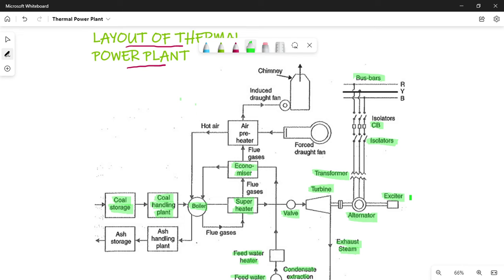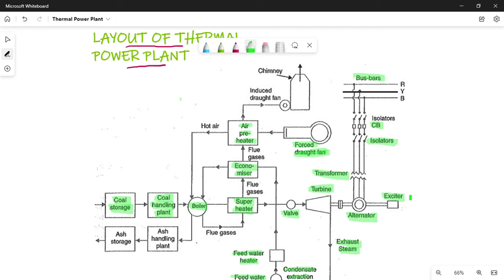To make the boiler work, we need to force air inside the boiler for the combustion process. For that, the forced draft fan is used. The forced draft fan forces the atmospheric air inside the boiler. While forcing the air inside the boiler, it is made to pass through the air preheater.